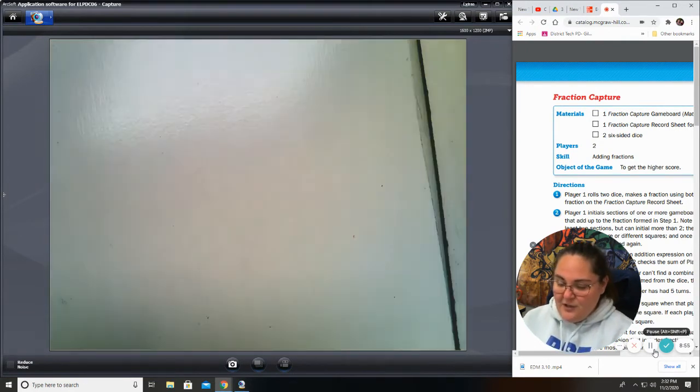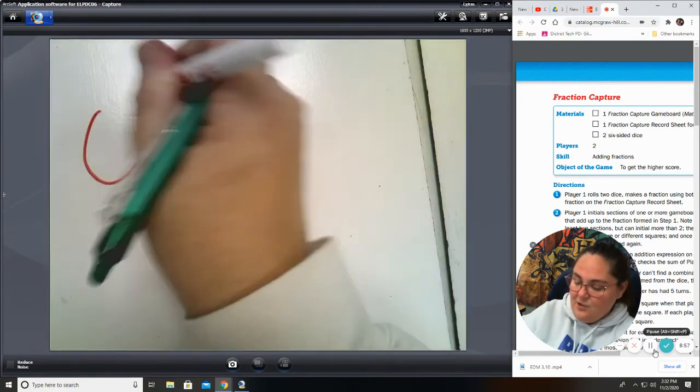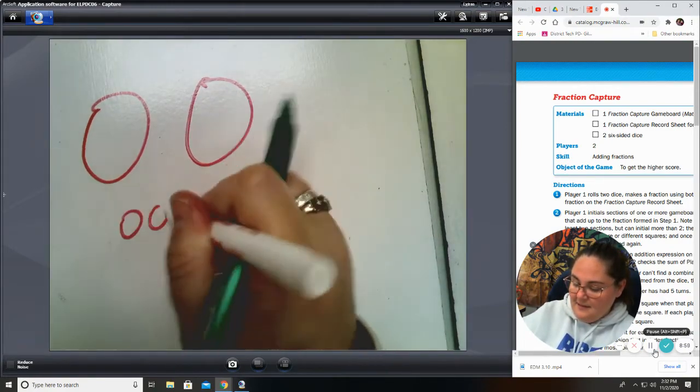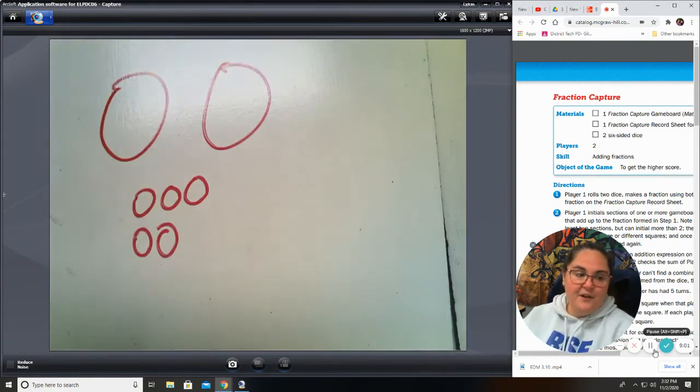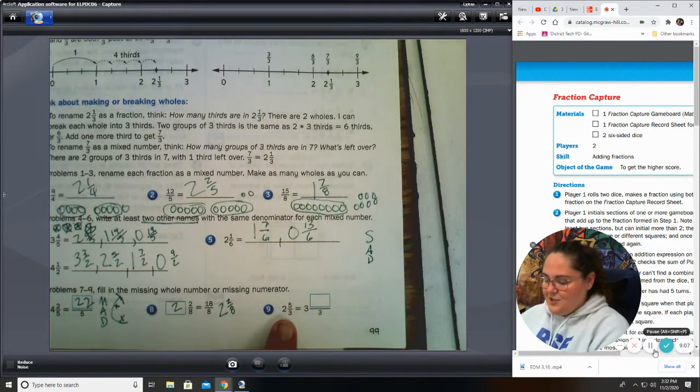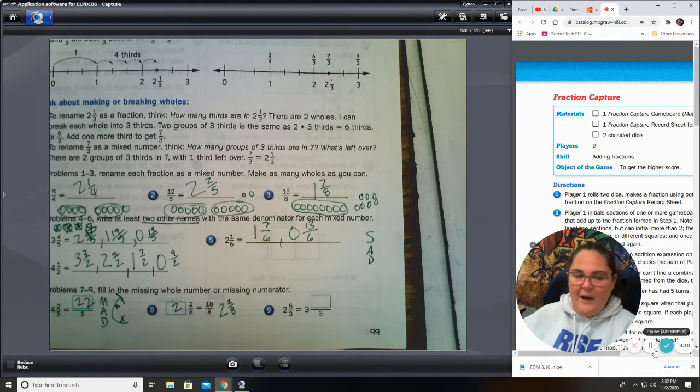And number 9, 2 and 5/3 is the same as 3 and how many thirds? This is where you're going to draw your picture. 2 wholes and 5/3. You need to make another whole. What is your answer? 2 and 5/3 is the same as what?